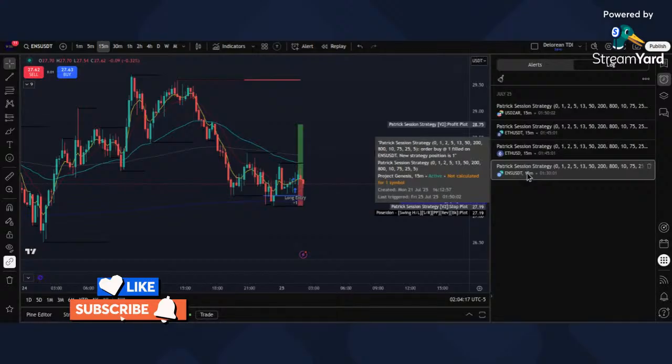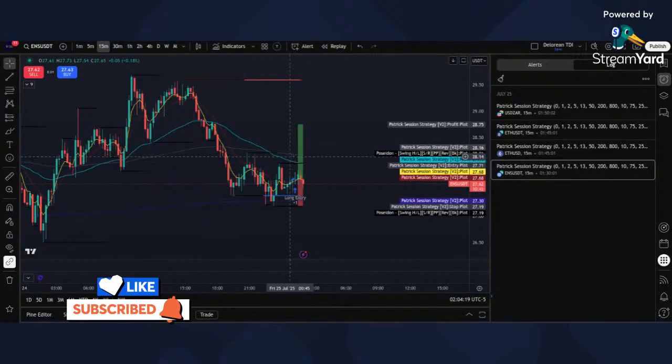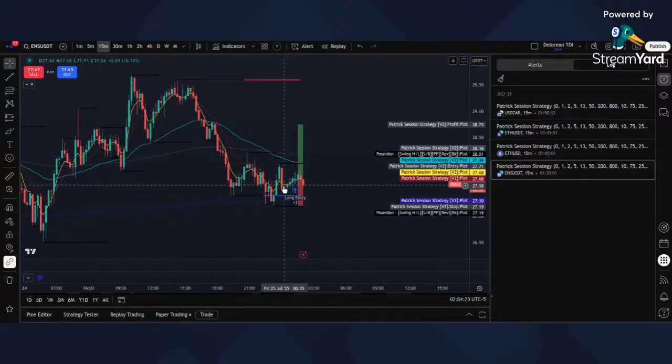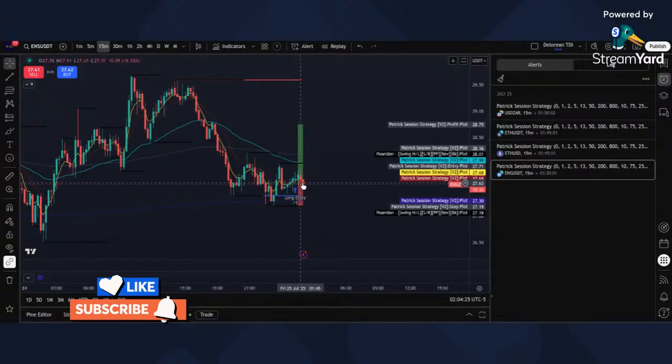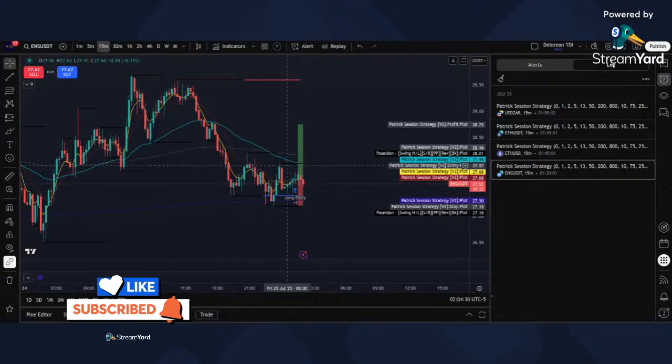All right, we have ENS versus Tether. We have gray, aqua, blue. So this is not a trade we would have entered. That's consolidation. You look to the left and what do you see? Prices basically move sideways. This is not a trade that we would enter.